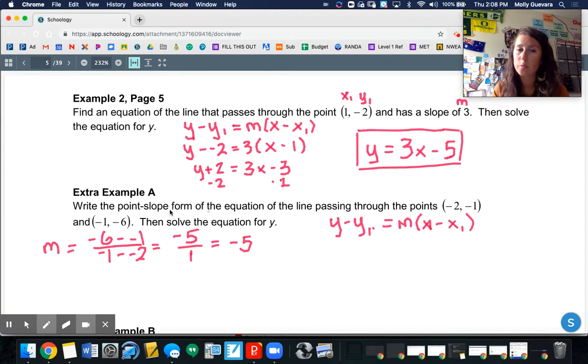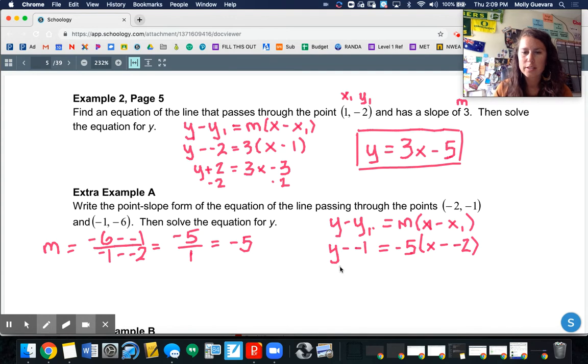do I use? Because I have 2 points, right? And you can use whatever point you want. You can use this -2, -1, or you can use this -1, -6. I don't care. I'm going to use this -2, -1 just because the numbers are smaller, but it literally doesn't matter. So I have y minus -1 equals, my m is -5, times x minus x1, which is -2.